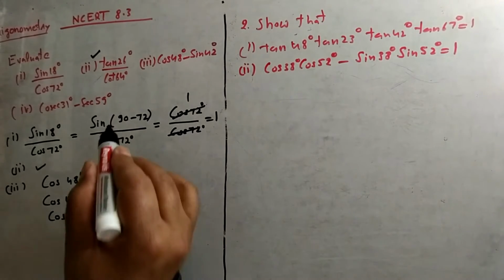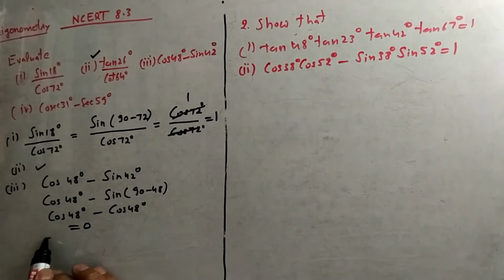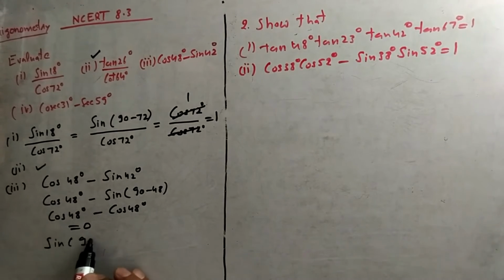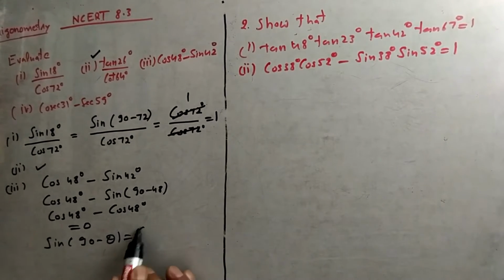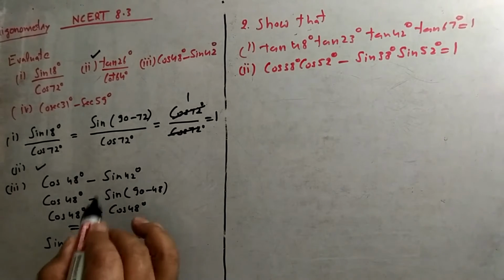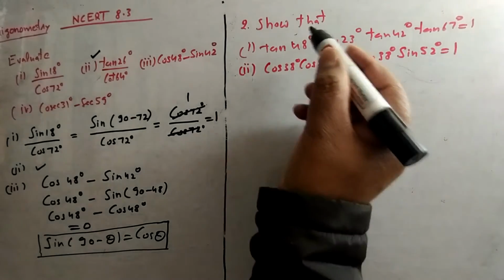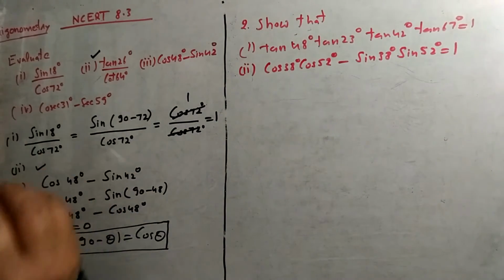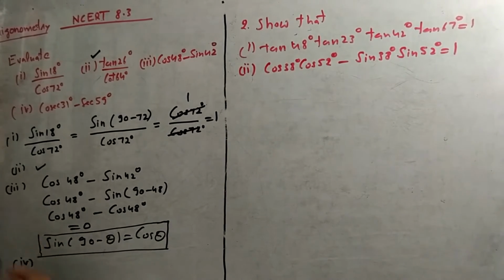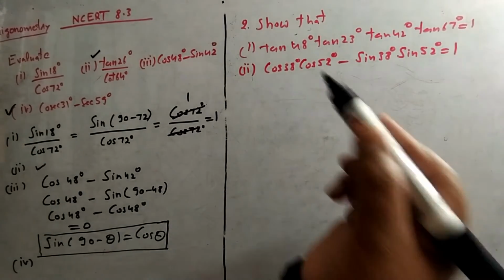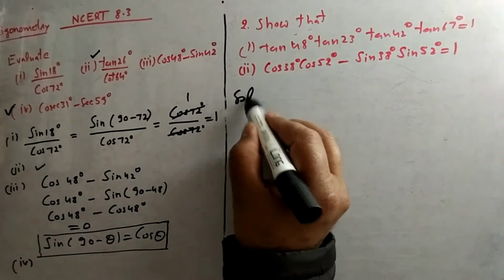In these two questions, I have used this identity, that sine 90 minus theta is cos theta. In both, I have used this identity, this formula. We have gone through where we get these complementary angles. Now children, question number 4 you can simplify on the similar ground. Now I'm coming to question number 2.